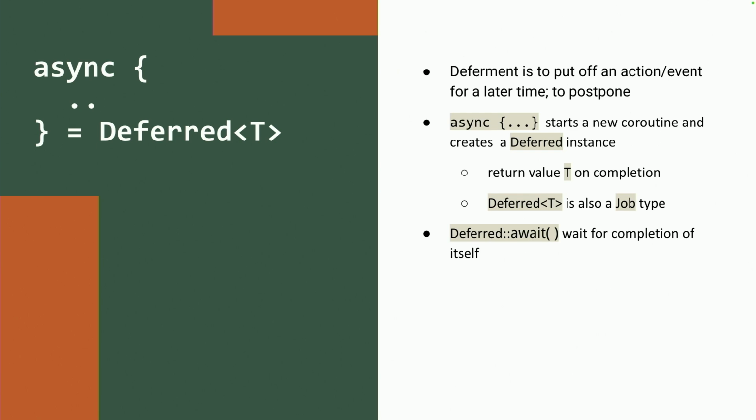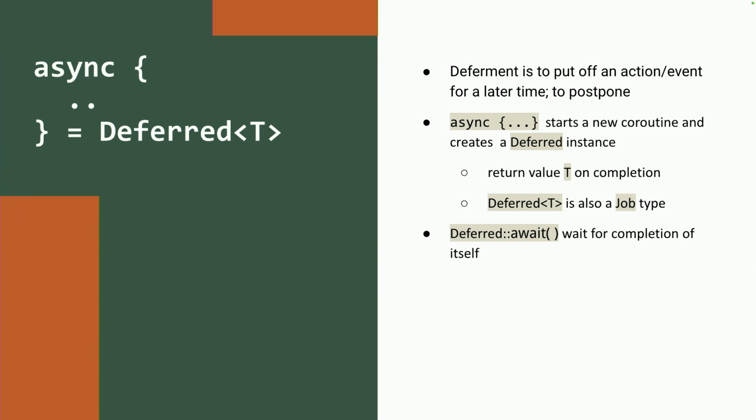Async creates a coroutine and returns its future result as an implementation of the deferred type. Deferment, I looked up the definition because I like to be literal sometimes. Sometimes it's helpful because you think, yeah, I know what deferred means, but then you start thinking about how it actually acts in code, and it's nice to see that the definition in the dictionary matches exactly what it should be doing. So deferment is to put off an action or an event for a later time, to postpone.